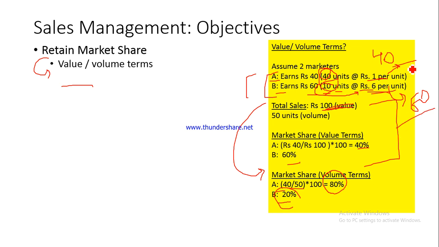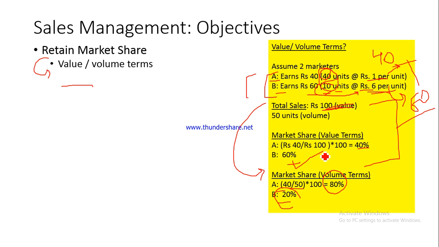The total worth of the products getting sold in the market is 40 plus 60, which is equal to 100. So B's market share in value terms would be around 60%. So this is the difference between the volume terms and the value terms. It may so happen that the same marketer is a leader in both value and volume terms.